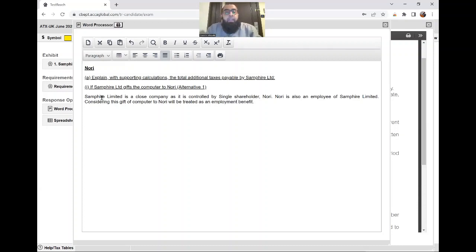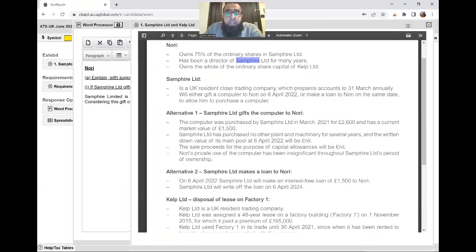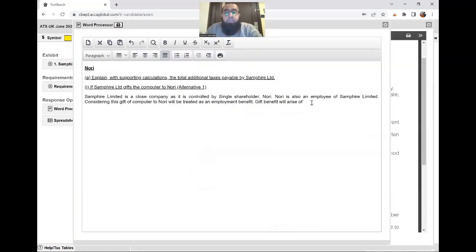Okay? Gift benefit will arise of how much? What is the market value if you look at it? The market value of the computer is £1,500. Gift benefit will arise of £1,500.